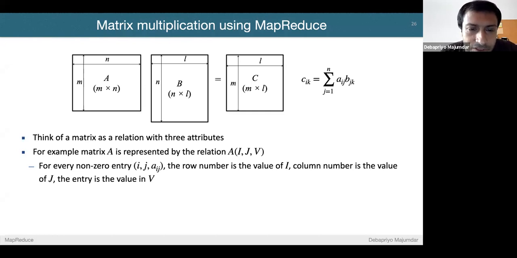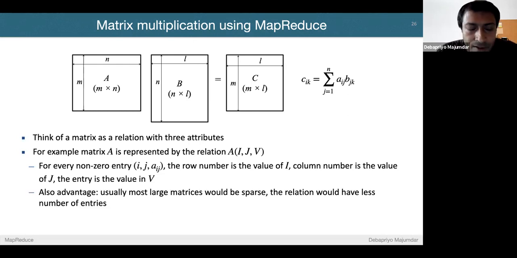So for every non-zero entry, the row number is the value of I, the column number is the value of J, and the entry is the value in V. Similarly, we do the same for the matrix B, right? The advantage also in this case, and that is the most practical approach for large data sets. Usually most large matrices would be very sparse. That means most entries will be 0. So you don't have to store the entries which are 0. So in your table, representing the matrix, you are only storing the non-zero entries, because in a matrix multiplication, the 0 entries will not have any effect.